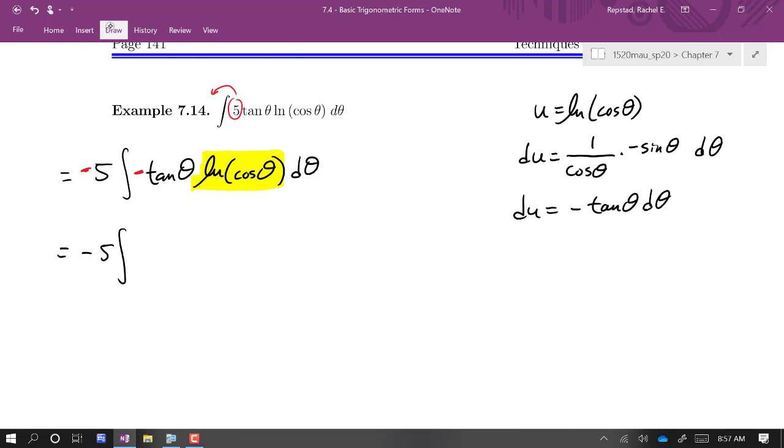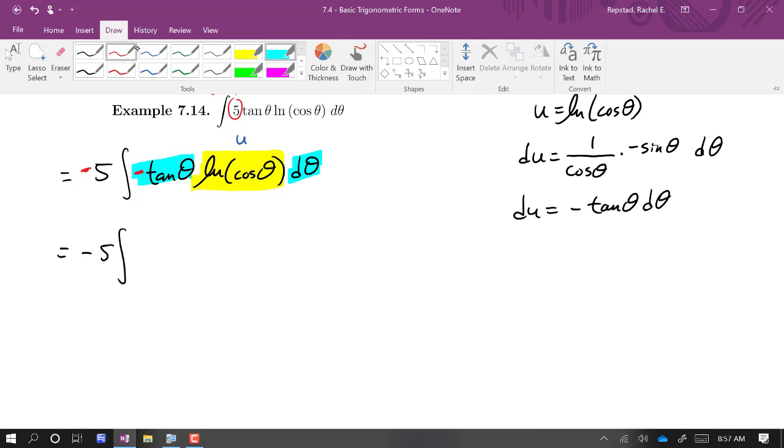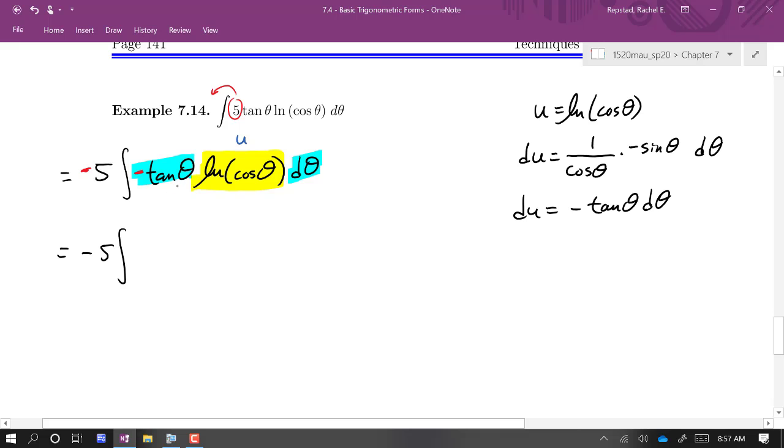If u is ln of cosine theta, then this is our u, and this piece here, that's our du. So this is the -5 times the integral of u du. This is a power rule integral.